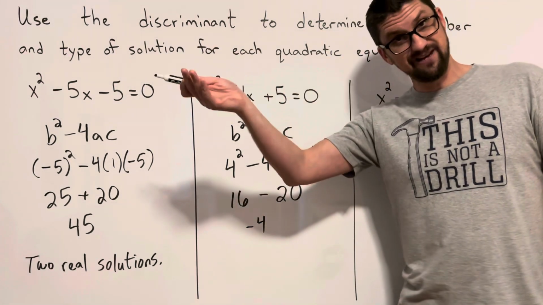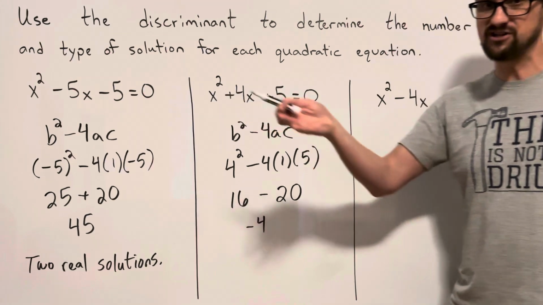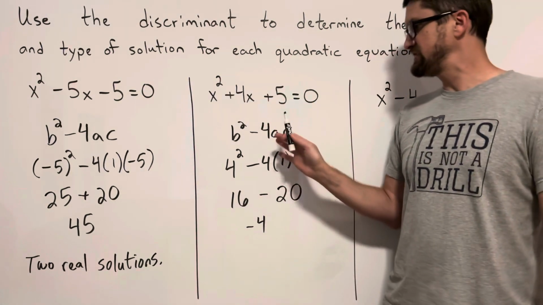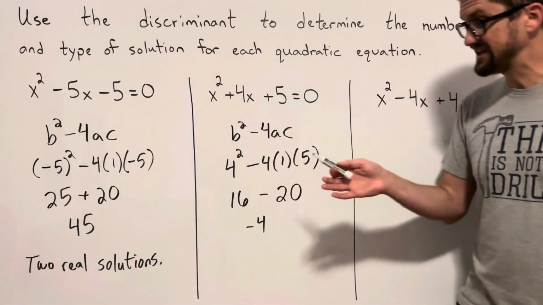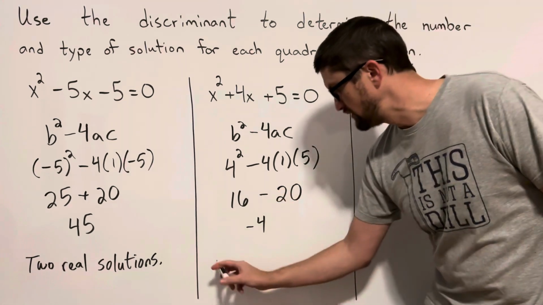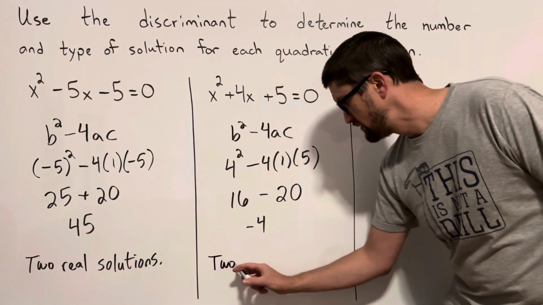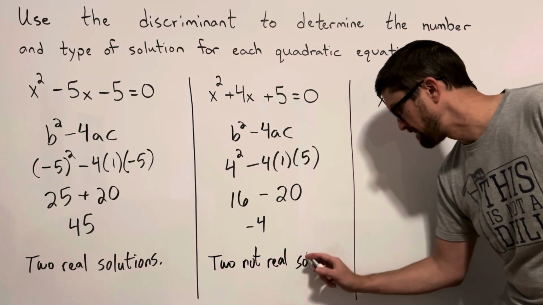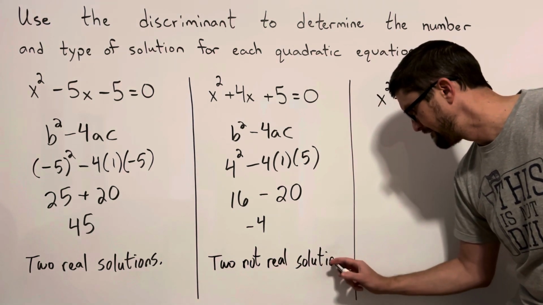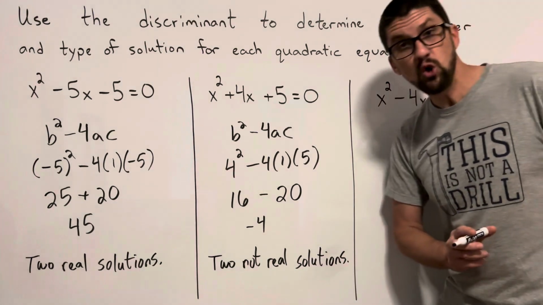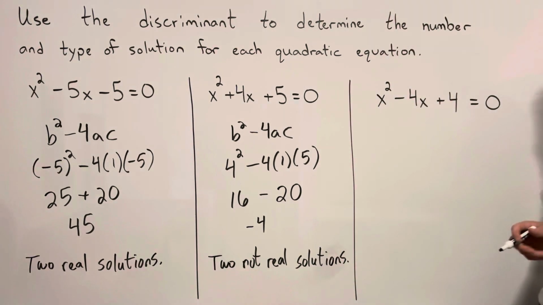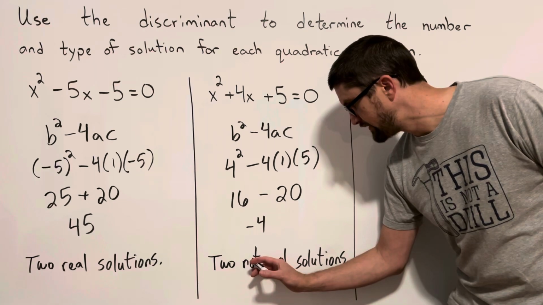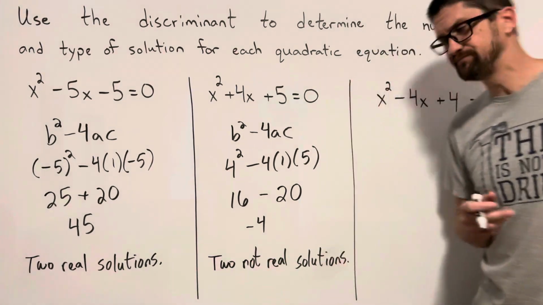So if you calculate the discriminant and it comes out negative, remember this is the inside of the square root. Square root of a negative number, you end up with imaginary numbers. So in this case, you still have 2 solutions, but they're going to be not real. So 2 not real solutions. Or 2 unreal solutions. They're going to involve the i symbol.